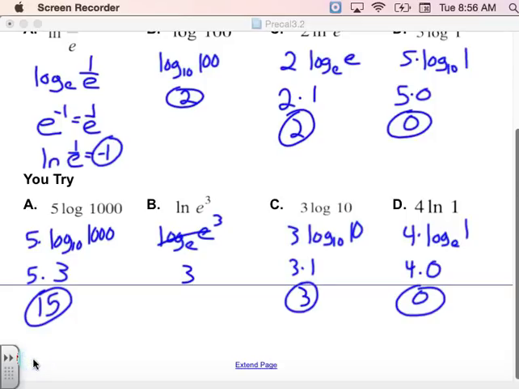First one, 5 times the log of 1,000. So it's really 5 times log base 10 of 1,000. And we are thinking, 10 raised to what gives me 1,000? Well, 10 to the third is 1,000. So log base 10 of 1,000 is just 3. So you've got 5 times 3, which is 15.